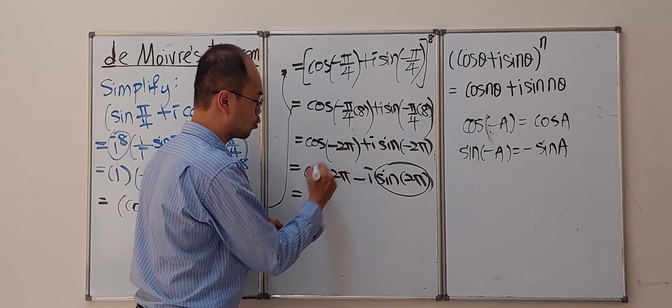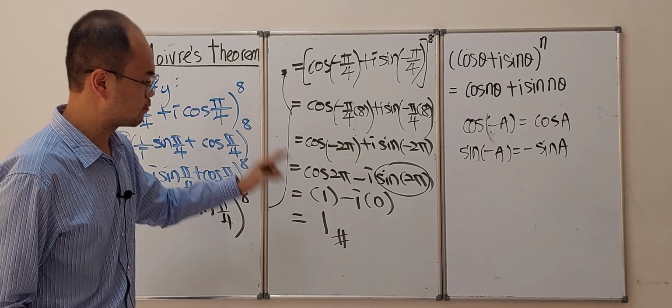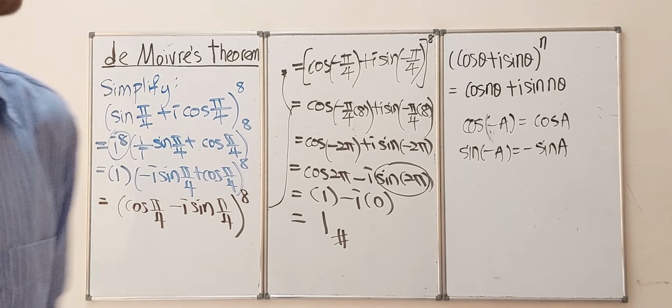So this one, cos 2 pi is 1, minus I times 0. So after simplifying, you are getting the value of 1. That means sine pi over 4 plus I cos pi over 4, to the power of 8, after simplifying, you are getting the value of 1.